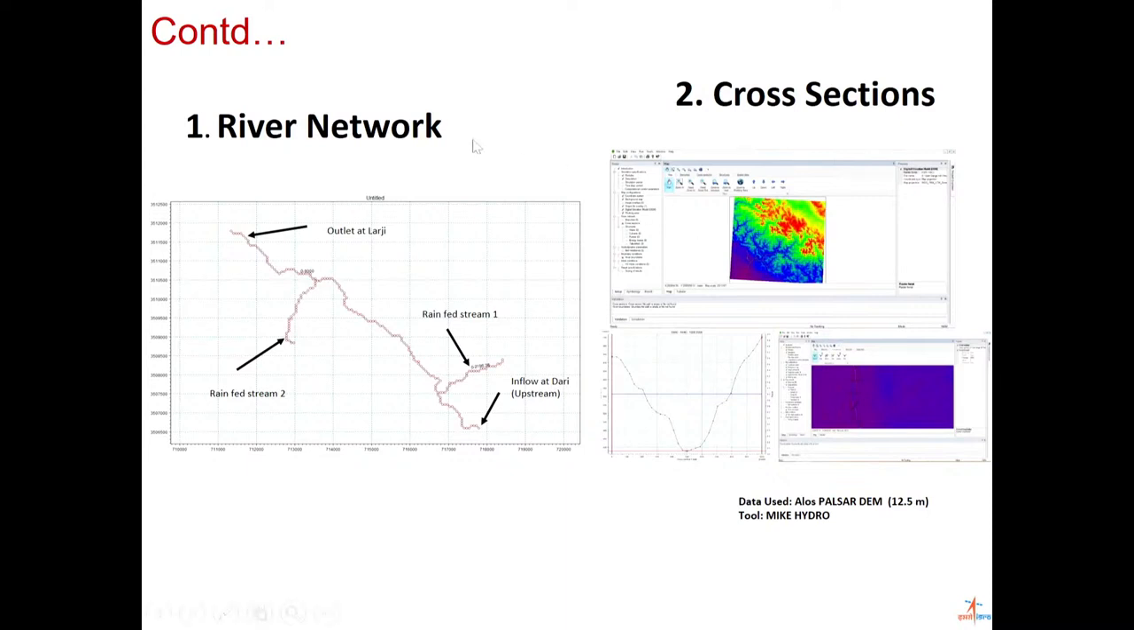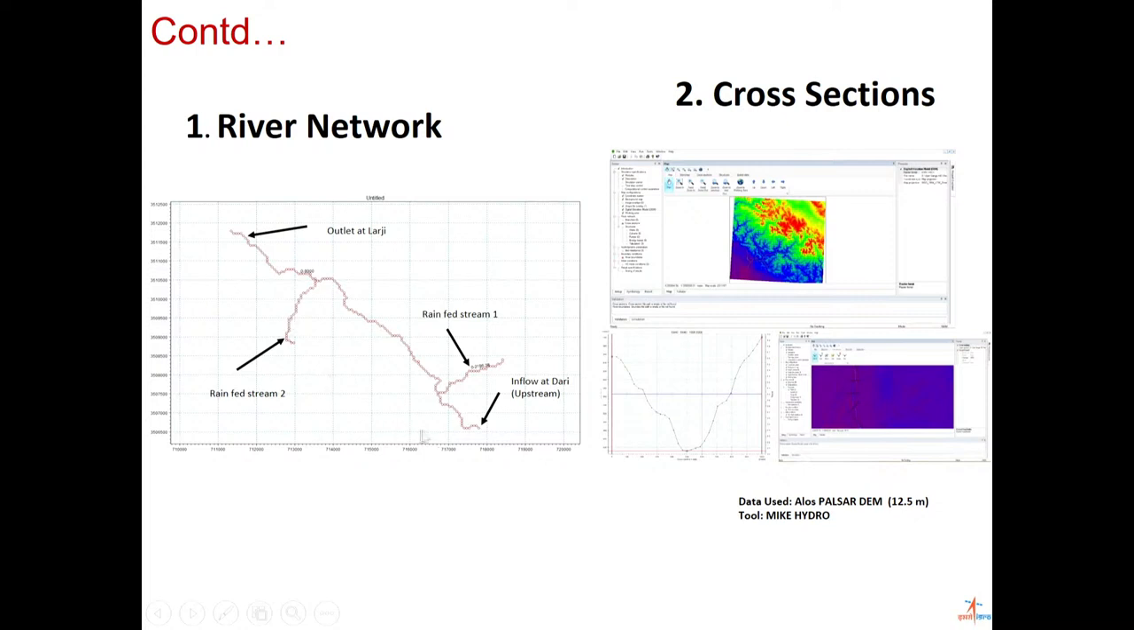Now, we'll try to understand, when you set up a hydrodynamic model, how you can generate, one by one, the input parameters that are required to set up the HD model. The first one that we are going to see is the river network.